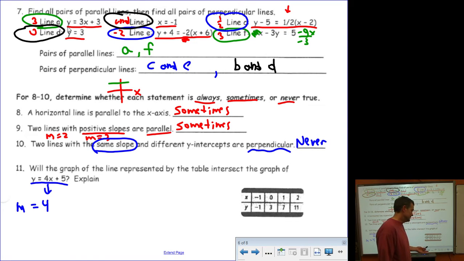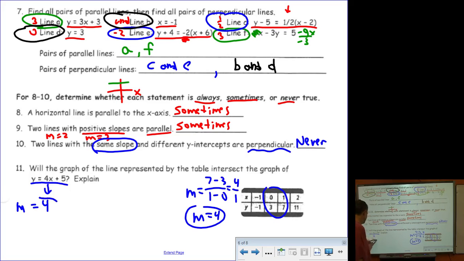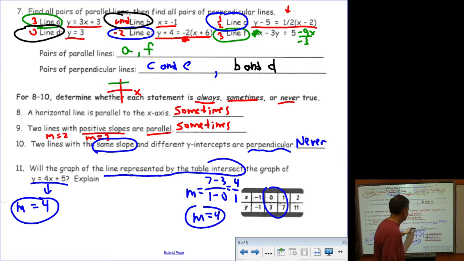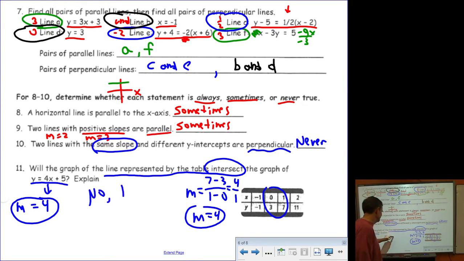up by 4, it's linear, and the slope of this would be y minus y over x minus x. That would be 4 over 1. That would also be 4. All right, so the slope of both of these is 4. Will the graph of the line represented by the table intersect? No, they are parallel. And parallel lines do not intersect.